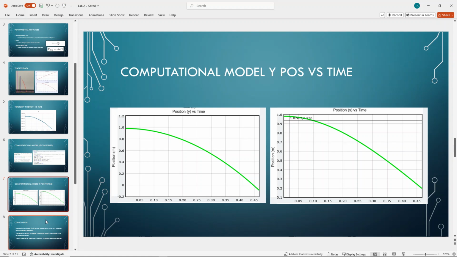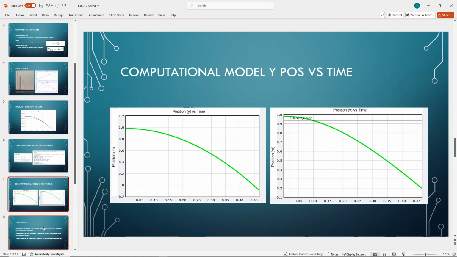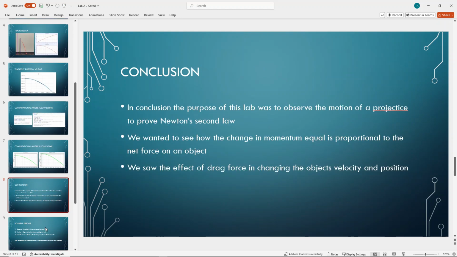Here is the graph for the computational model. This side is without drag, this side is with drag, and as you can see, they look very similar to our tracker results, showing the accuracy of our code and of our b value over here at 0.005, which was what I set it to. Again, the similarity between these shows accurate data.